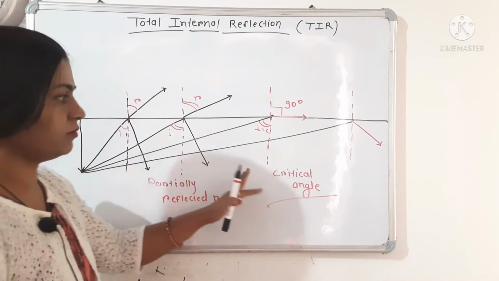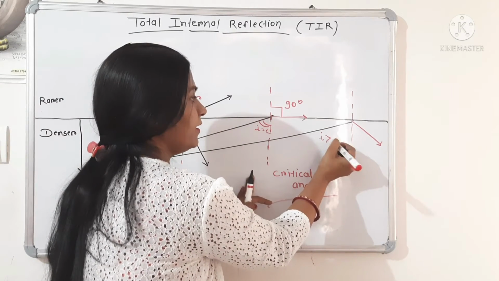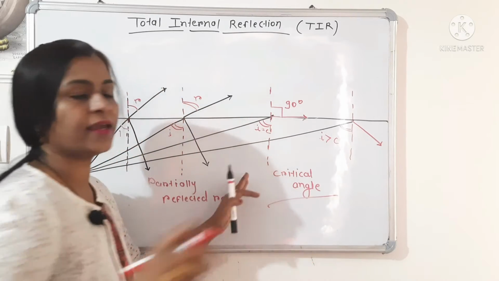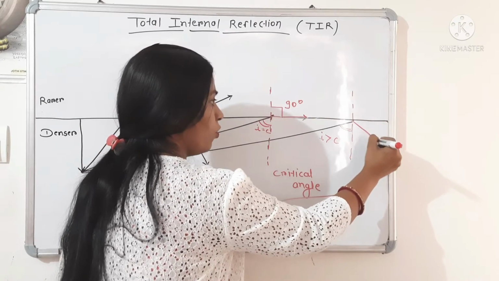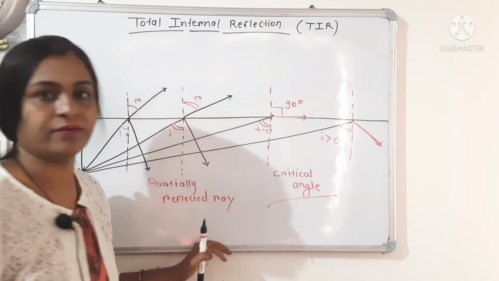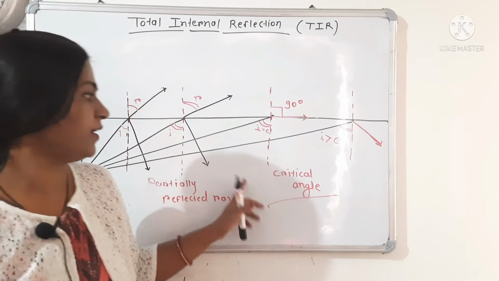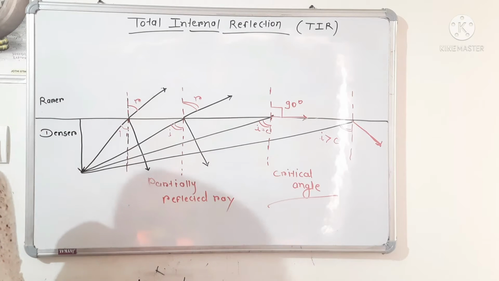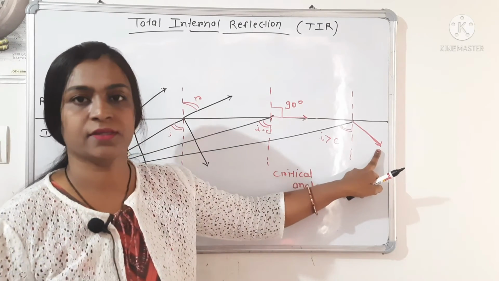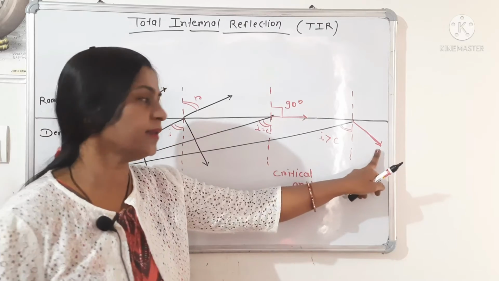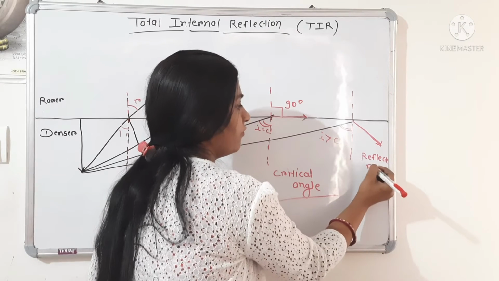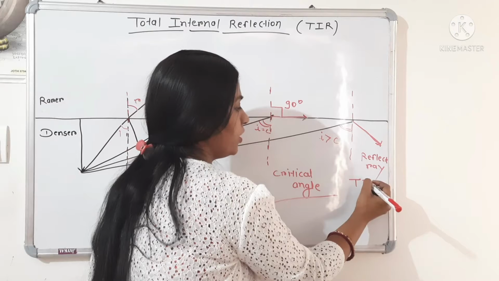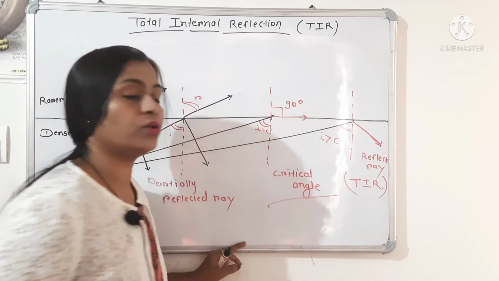After that, when we increase the incident angle to greater than the critical angle, then there is no refraction, there is only reflection. This ray is totally reflected. That means if the incident angle is greater than the critical angle, no refraction occurs, and only reflection takes place. That ray is totally internally reflected. This is our reflected ray. And this condition is known as total internal reflection.